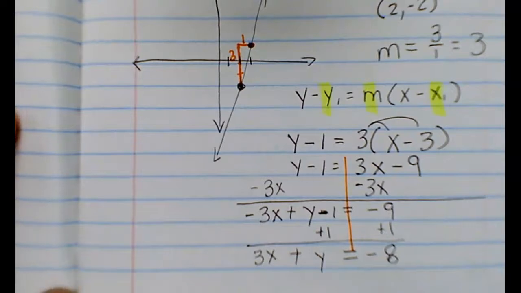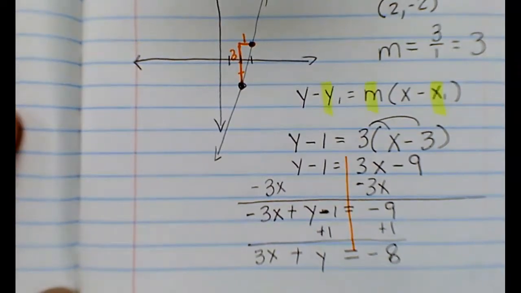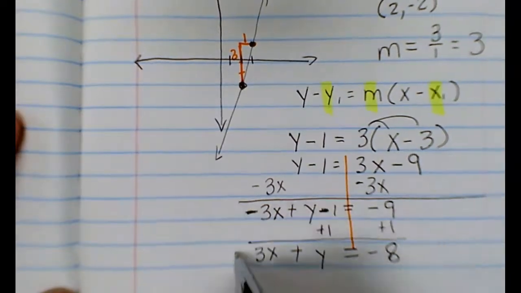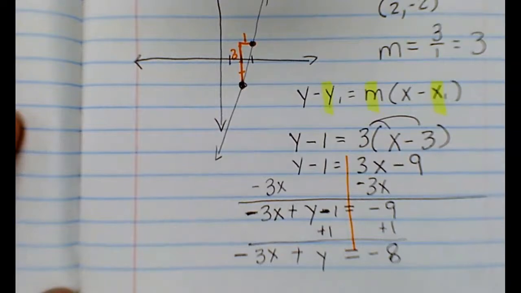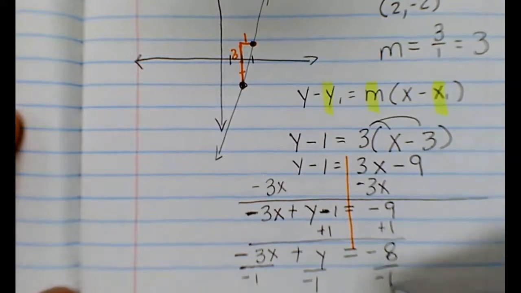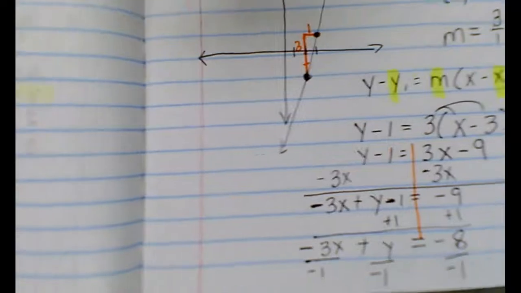Now, I made a math mistake. What did I do? It was wrong. What kind of 3 was that? Can I just forget about it? No. And so in standard form, it has to have a positive number to start with. How am I going to get a positive number? I'm going to divide everything by -1.